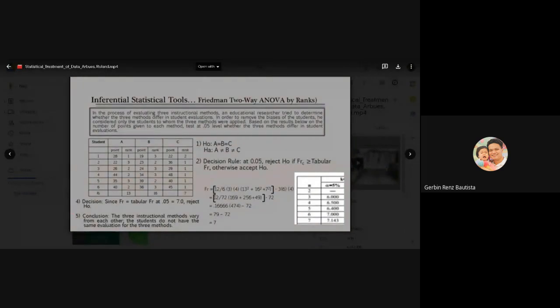Our conclusion is that the three instructional methods vary from each other and that the students do not have the same evaluation for the three methods.